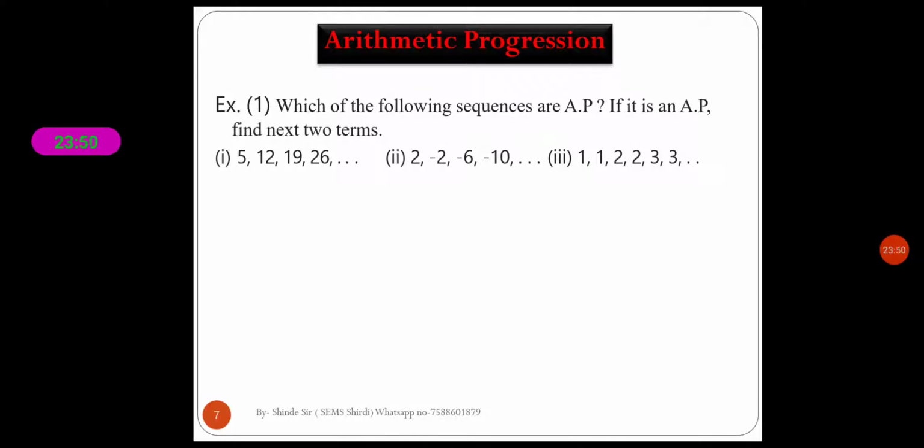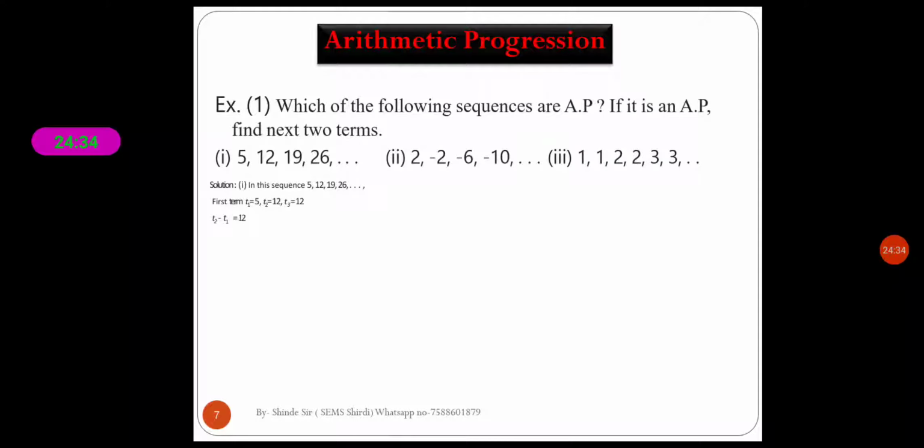Which of the following sequences are AP? If it is an AP, find the next two terms. The first sequence is 5, 12, 19, 26. Second: 2, minus 2, minus 6, minus 10. Third one: 1, 1, 2, 2, 3, 3. Now we check whether the first sequence is an AP or not. Solution. In this sequence 5, 12, 19, 26, first term T1 is equal to 5, T2 is equal to 12, T3 is equal to 19.